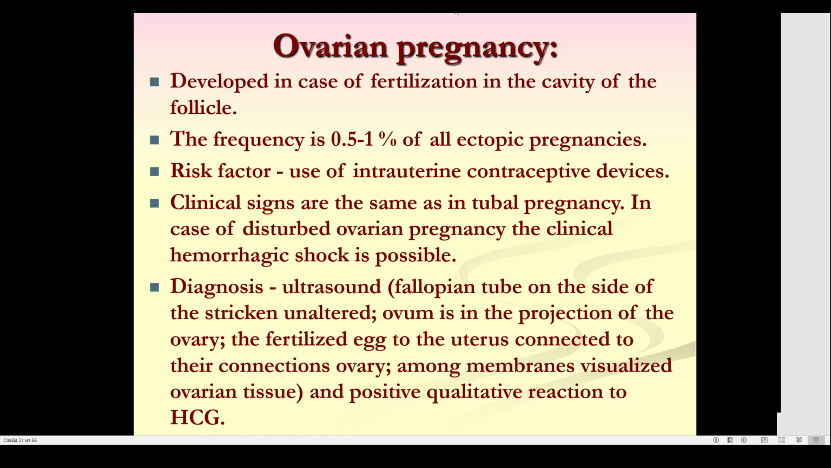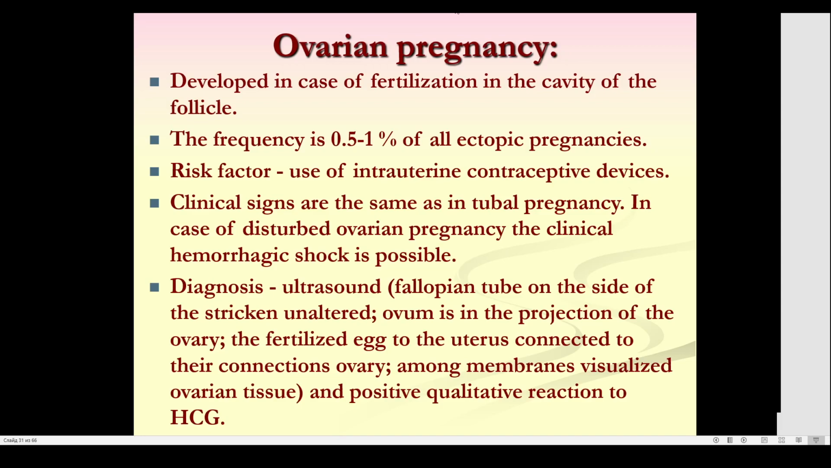Now we will discuss another pathology. No, it's not another pathology, it's the same, it's ectopic pregnancy, but another location of ectopic pregnancy, it's ovarian pregnancy. Developed in case of fertilization in the cavity of the follicle. The frequency is 0.5 to 1% of all ectopic pregnancies. Risk factor: use of intrauterine contraceptive devices.